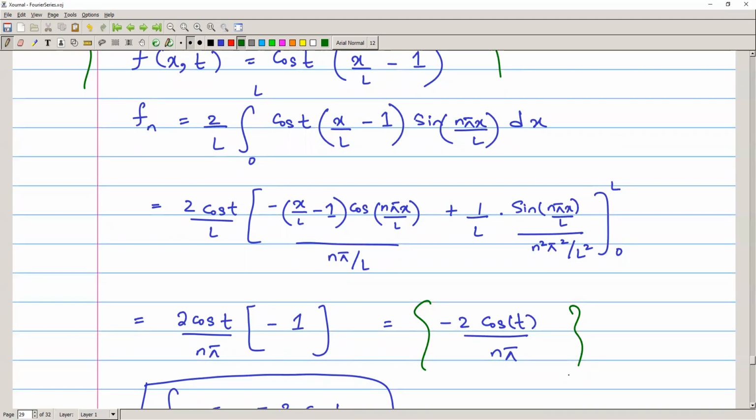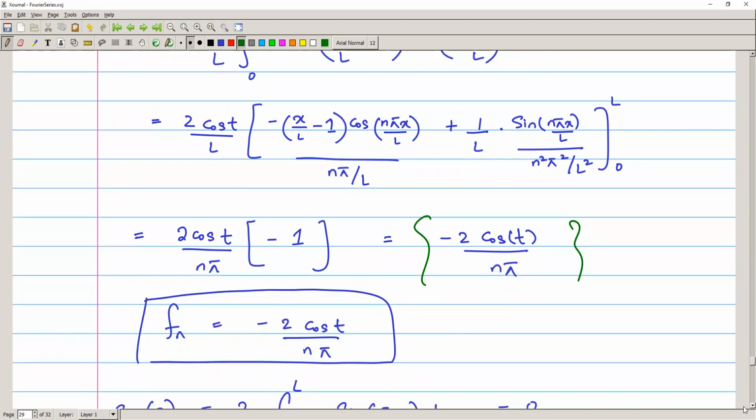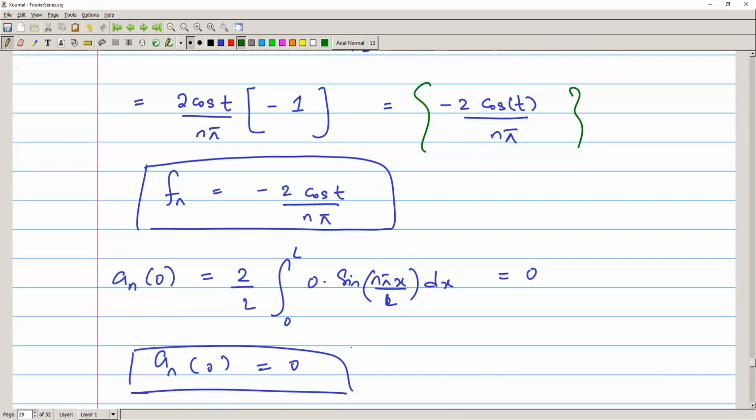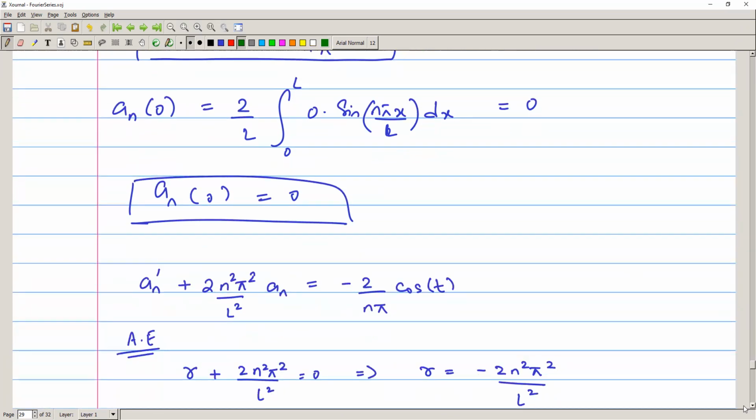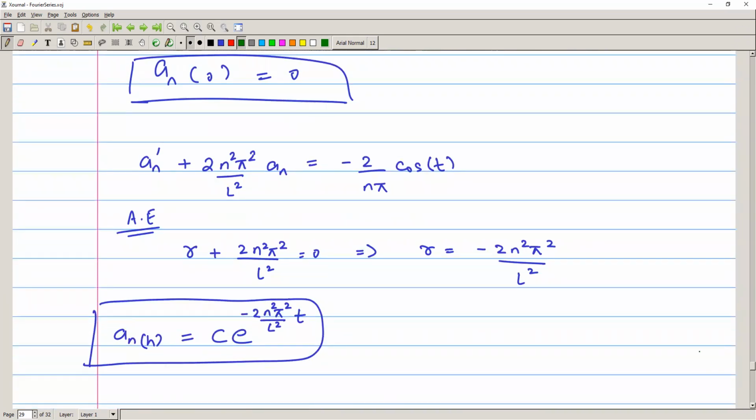All right, so we found fn. Now we'll work out an. For an, we need the initial condition. The initial condition is 0, so the work is simple. An of 0, in fact, is equal to 0, right? So now here, this is the differential equation, and the boundary condition is 0. So it's a very simple scenario. We will solve this equation similarly as we did in the previous problem.